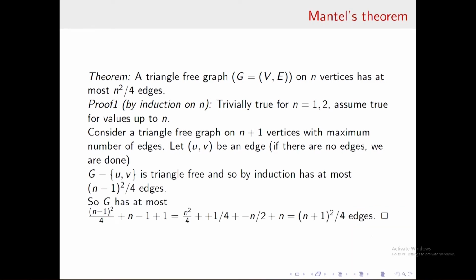Okay, so now this is a proof, right? Complete bipartite graph n by 2 is one construction. Now this actually tells you that every graph, if it doesn't have a triangle, you can't have more than n square by 4 edges. I'm going to give you a couple of more proofs.